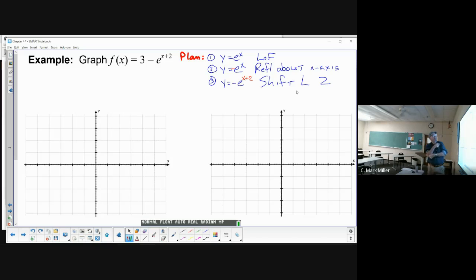And then the next step is I just add a 3, right? So step 4, I'm going to do y equals minus e to the x plus 2, plus 3, which is the same as putting it up front, right? But I like to tack it on the end just to make it the same form. And that is a shift up 3.